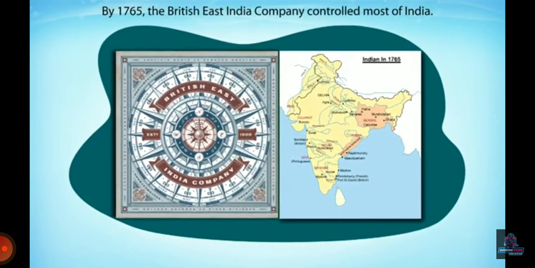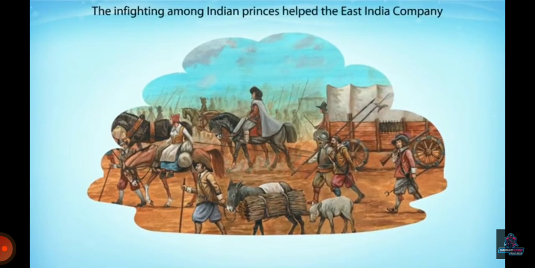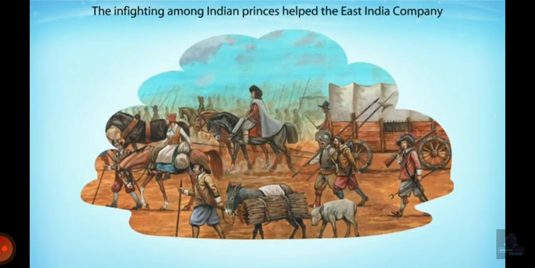They controlled most of India. The infighting among Indian princes helped the East India Company. See how they could occupy and control our people? Because Indian princes helped the East India Company. Some of the kings ruling kingdoms in our country supported the British. So our people helped them to get benefits from them. Before helping, they may not have known that the British were going to rule and create problems for them also. Finally, they knew.